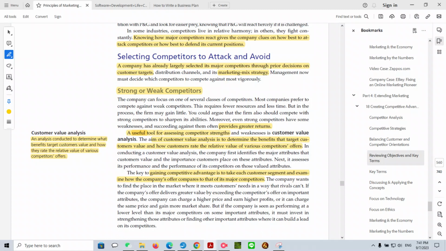If the company's offer delivers greater value by exceeding competitors' offers on important attributes, the company can charge a higher price and earn higher profits. Why is that? Because you're offering greater value. It's just like comparing, for example, a Chevy to a Lamborghini. You think it's going to be the same price? Not even close. The Lamborghini way outperforms the Chevy. But to be fair, those are different prices, but they're not the same niche.